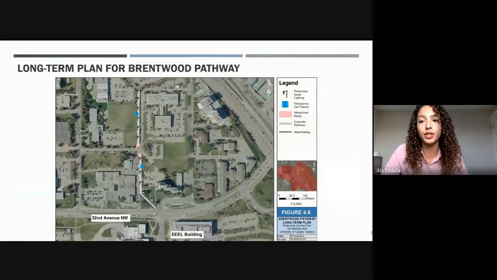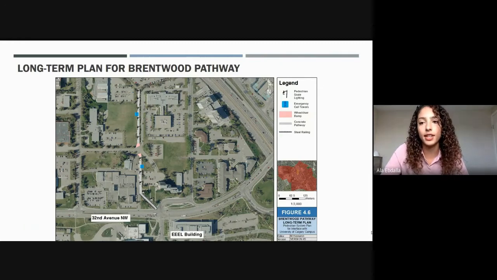So in order to reduce the cost, we implemented overall 3 different plans for each problem area. For this specific problem area, we will be showing you only the long-term plan that we came up with. These improvements consisted of tearing out the asphalt pathway and replacing it with a concrete one with mesh reinforcement. So that would ensure a smoother surface and a longer lifespan.